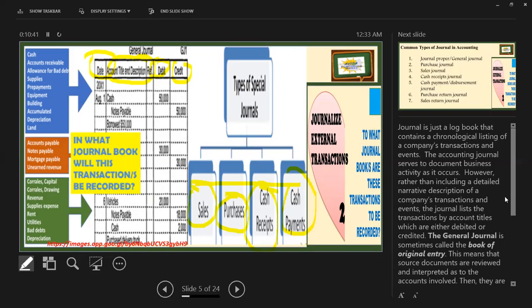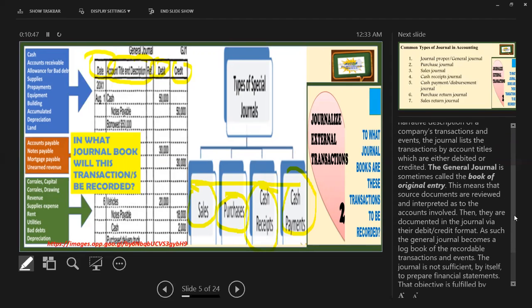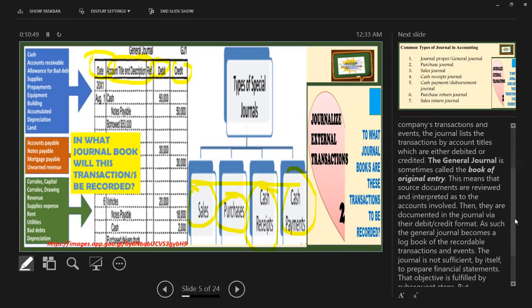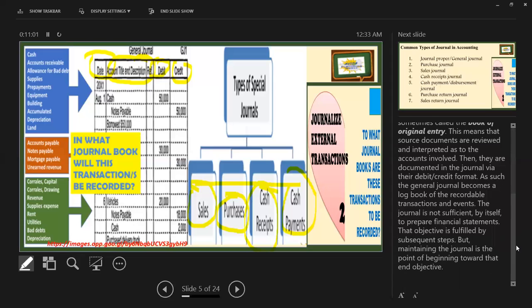The general journal is sometimes called the Book of Original Entry. This means that source documents are reviewed and interpreted as to the accounts involved. Then they are documented in the journal via their debit-credit format. As such, the general journal becomes a logbook of all the recordable transactions and events.